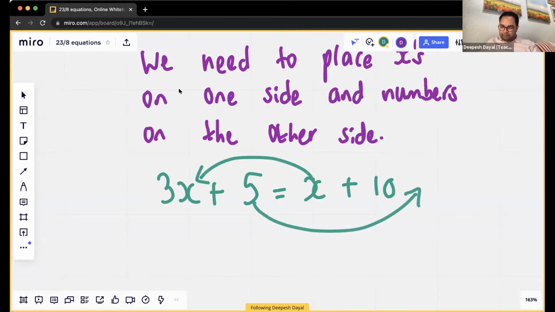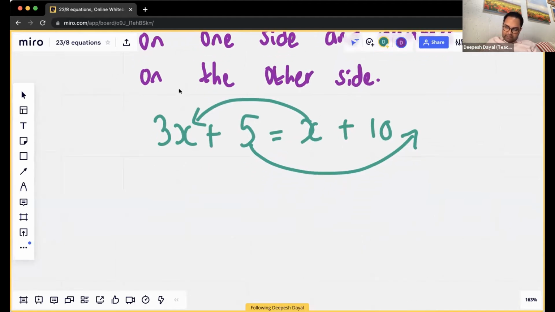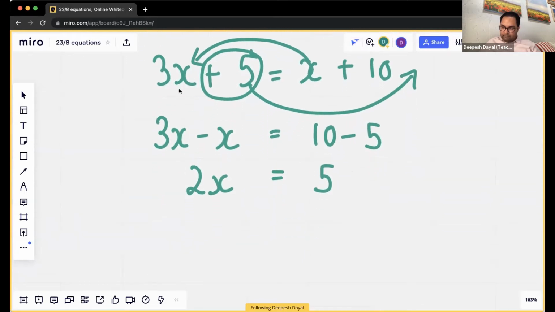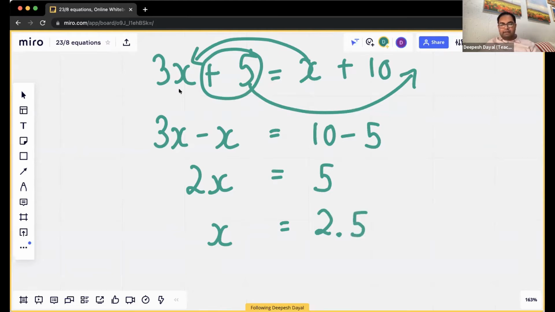Okay, so when we take the x over, it's going to become 3x minus x. Why? Because here it was a plus on the right-hand side equals to 10 minus 5. Because when we take this 5 over, it's plus 5. And when you take it over, it becomes minus. So this will become 2x equals to 5. And because it's 2x equals to 5, 2 times something equals 5. So x will equal to 2 times what gives you 5? 2 times 2.5 gives you 5. And that's the answer.